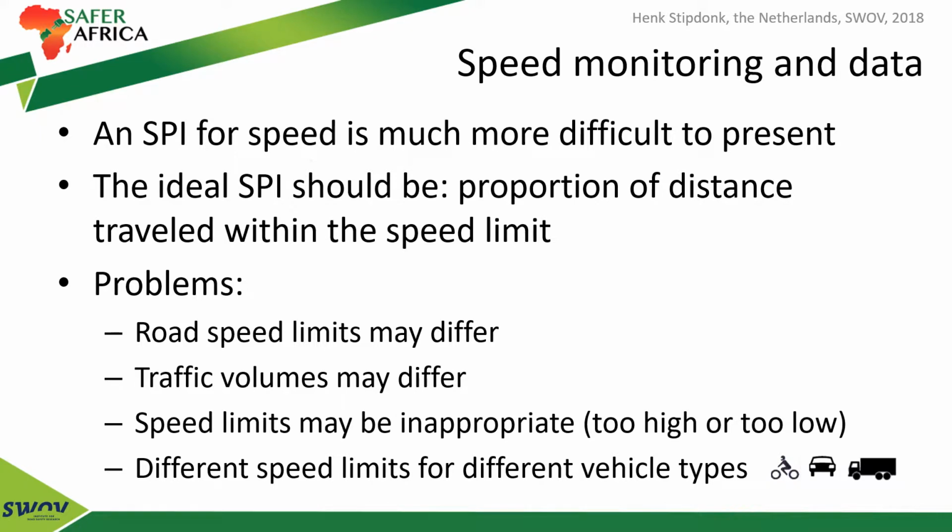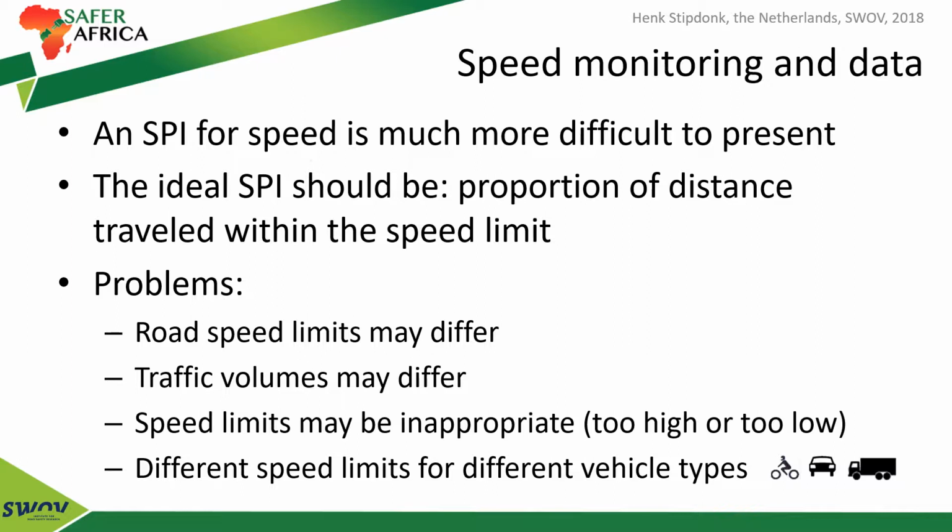An SPI for speed should be expressed as the proportion of distance traveled within the limit. And if you want to be more practical about this, you should use the proportion of observations within the speed limit. If you're starting observations with a speed detector, you could just count the number of vehicles passing within the speed limit, and the proportion of vehicles within the speed limit would be your SPI.